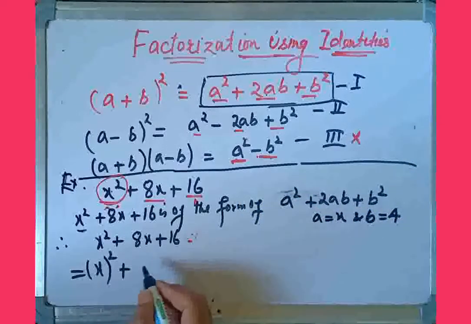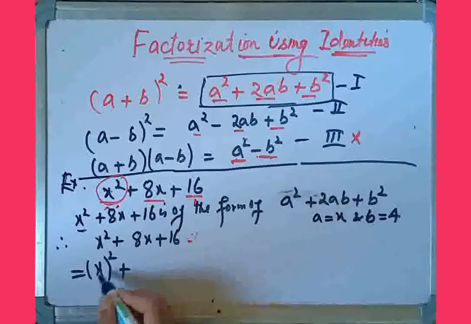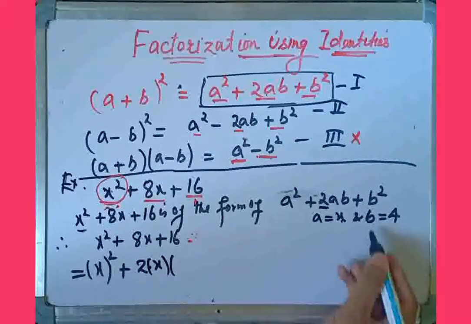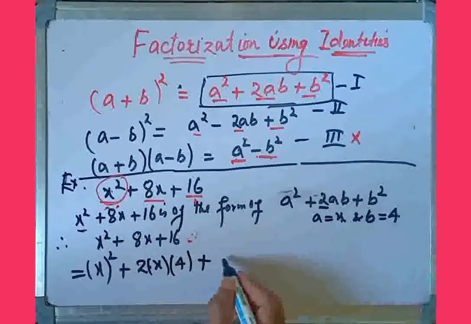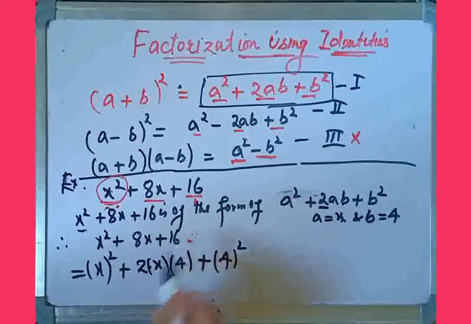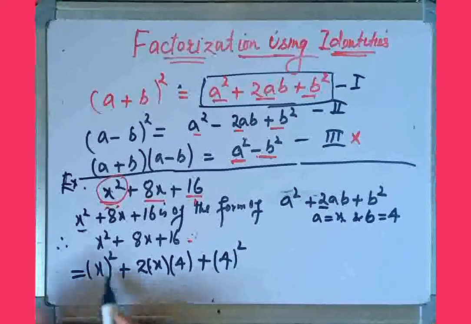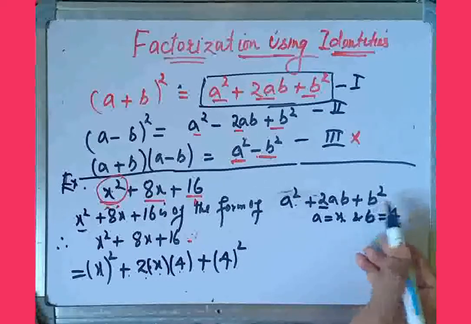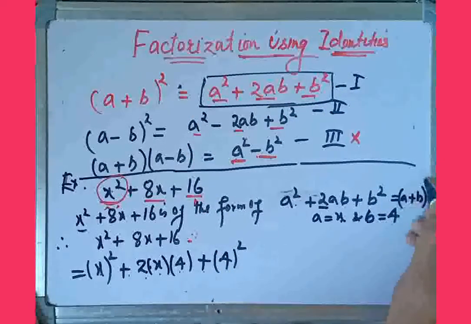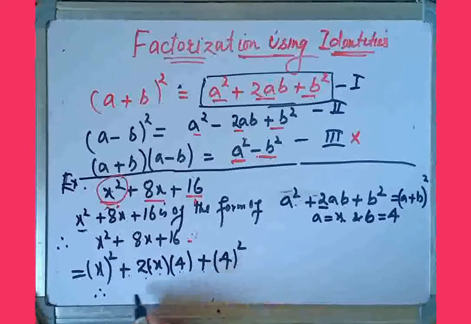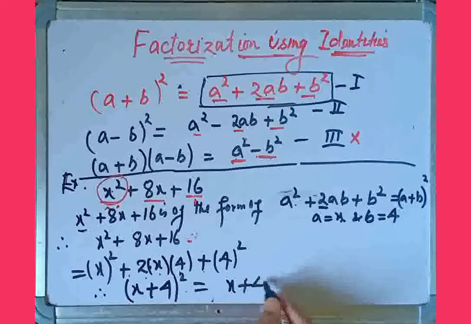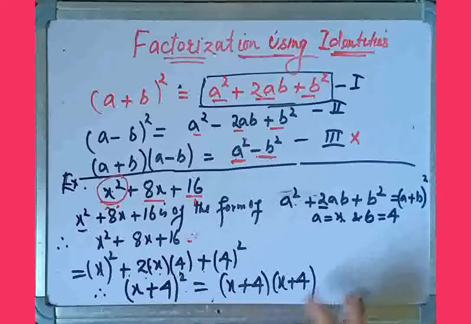4 fours are 16. So we can write x square as a square, then there is 2 into a, which is x, into b, which is 4, plus 16, which is 4 whole square. So x square plus 2x4 plus 4 square. Since a square plus 2ab plus b square is equal to (a plus b) whole square, we can say that x square plus 2x4 plus 4 square is equal to (x plus 4) whole square, which is equal to (x plus 4) times (x plus 4). So these are the factors of this given expression.